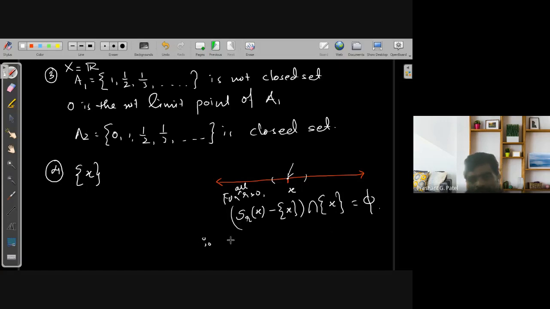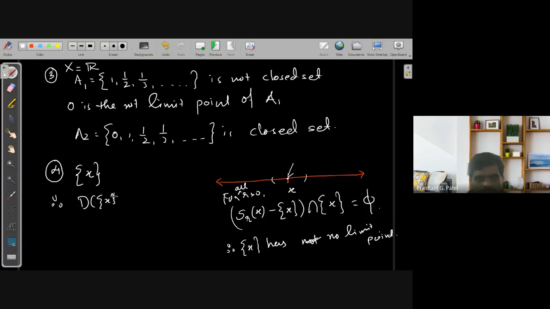Therefore, there is no limit point of X, and this is true for any X. Therefore, this singleton set X has no limit point. So I can say that the derived set of the singleton set X is phi. Now all the limit points of the singleton set X are in X, because there is no limit point. So the singleton set X is a closed set. A singleton set is always a closed set. Any singleton set you pick is always a closed set as a subset of R.